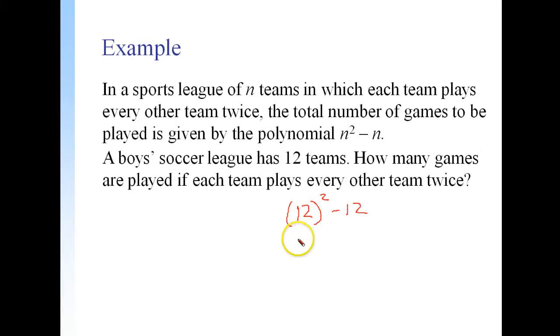So 12 squared is 144, minus 12 is 132. So we have just followed this one, not too difficult, put in our 12 as n, did it properly, and our answer statement is that every, how many games? They will play 132 games. Wow, that's going to be quite a busy season.